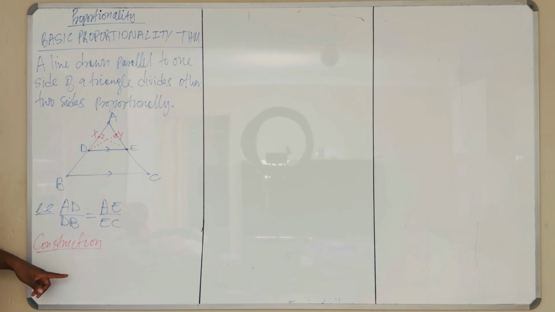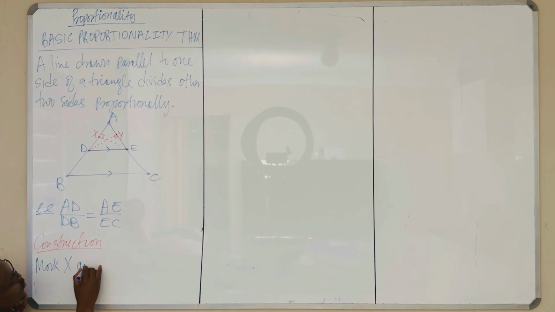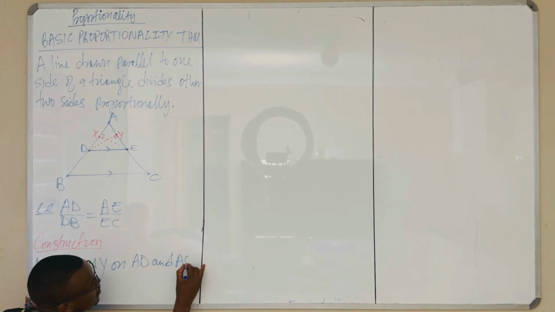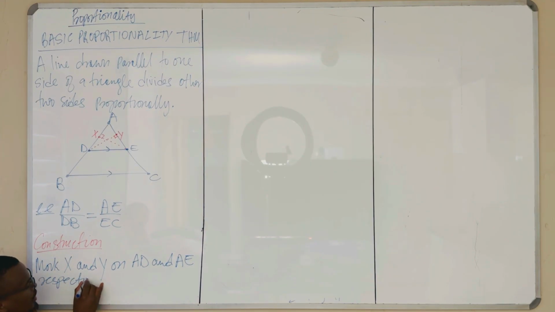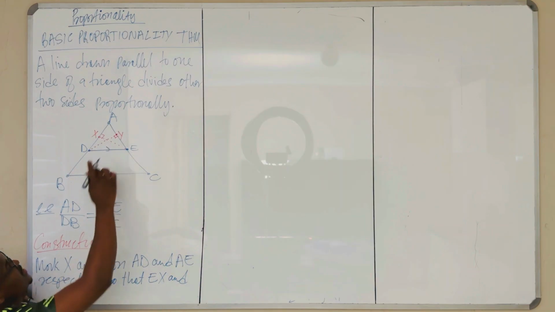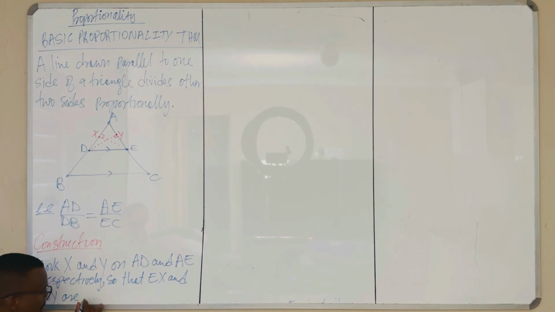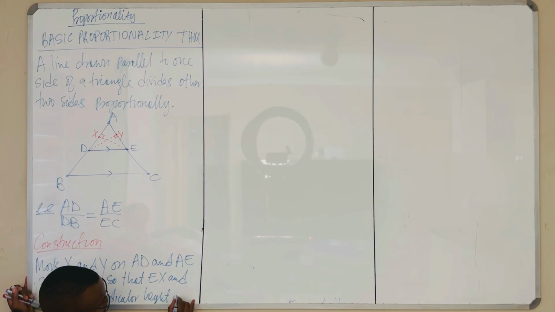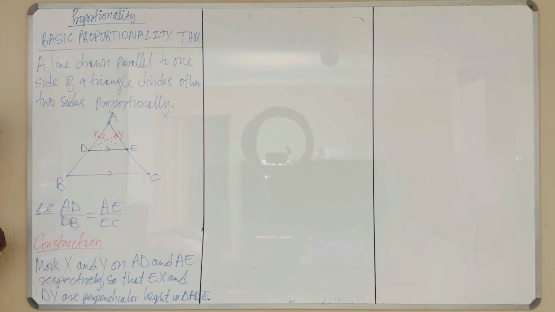Yes. After drawing those, let's write them on the construction. On our construction, we're going to mark X and Y on AD and AE respectively, so that EX and DY are perpendicular heights in triangle ADE. I'm not sure if that makes sense. Does it make sense? Yes, it does.